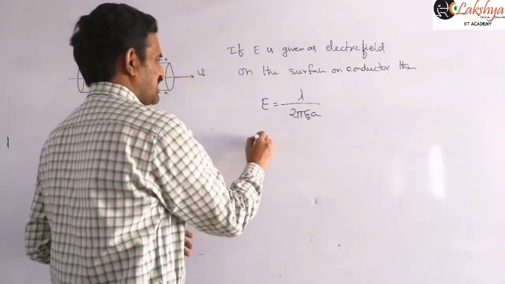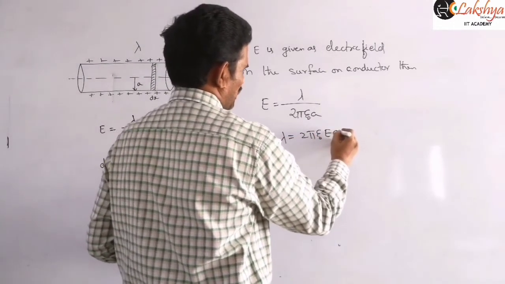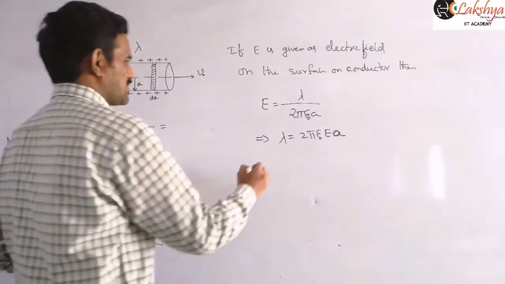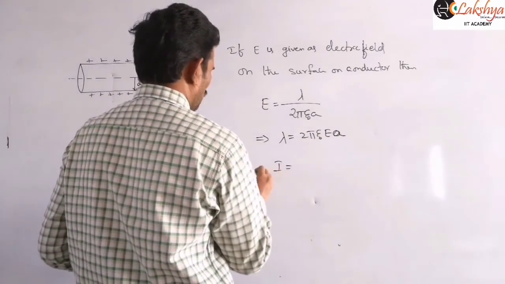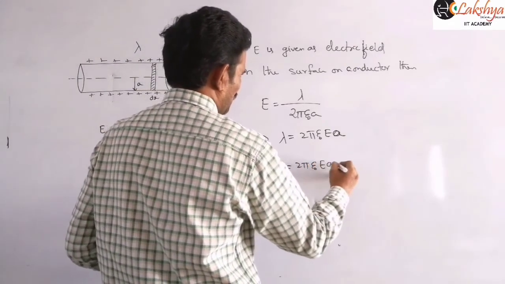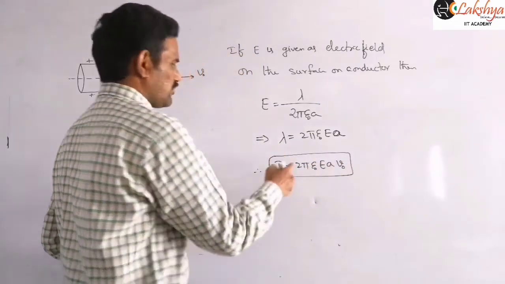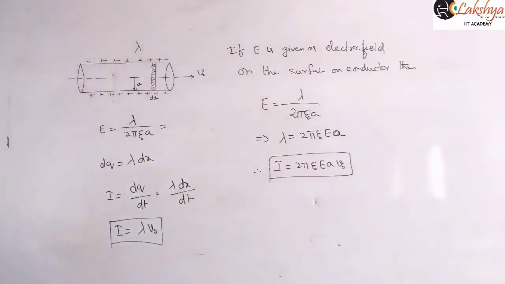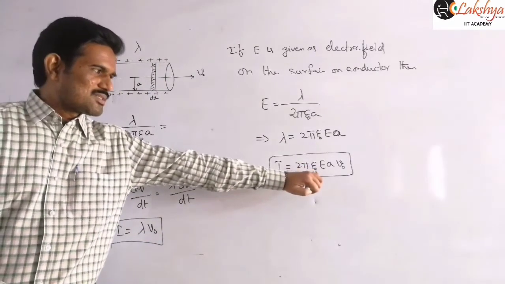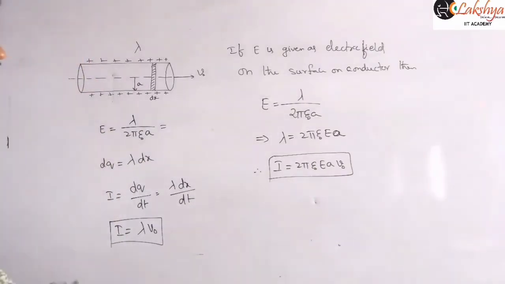So, from this we calculate the lambda value: 2 pi epsilon naught into E into A, got it. Now we just substitute that lambda value here, and you will get the answer in terms of E. Therefore, this I is equal to 2 pi epsilon naught into E into A into V naught. So, now this is the current in terms of electric field. If lambda is given, then directly you can answer this as our current. If the electric field on the surface of the conductor is given, then we need to answer in terms of this electric field, right.